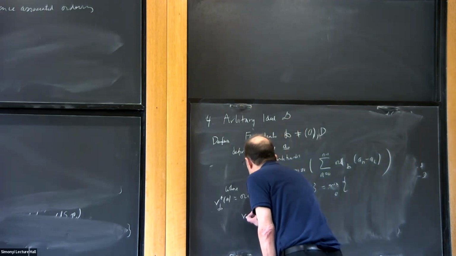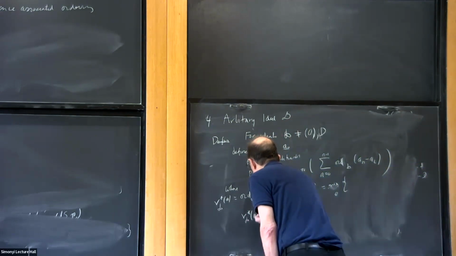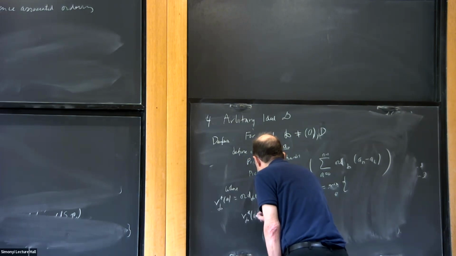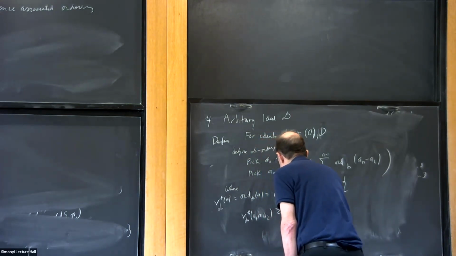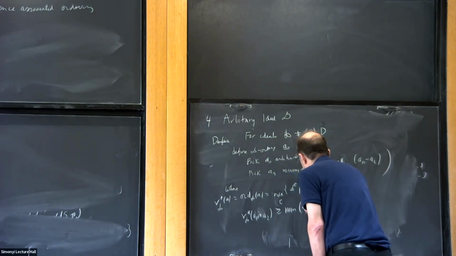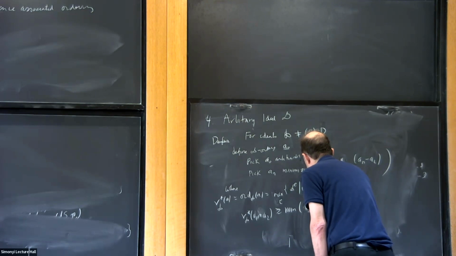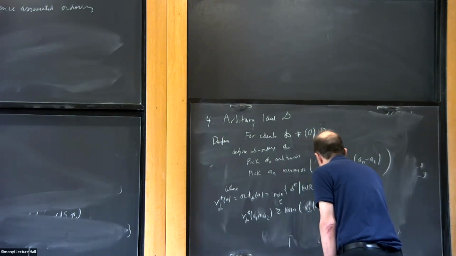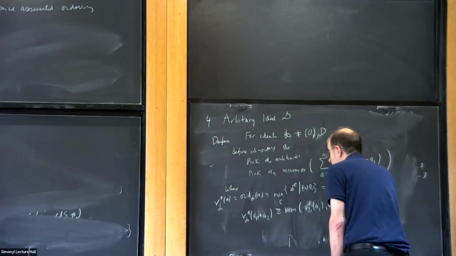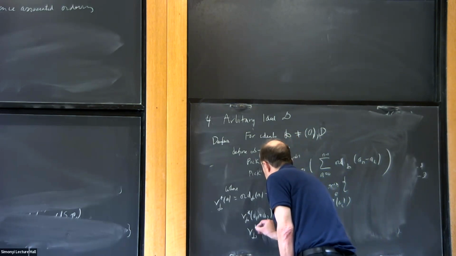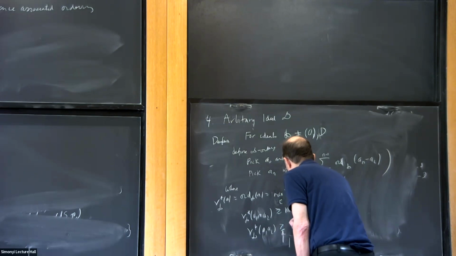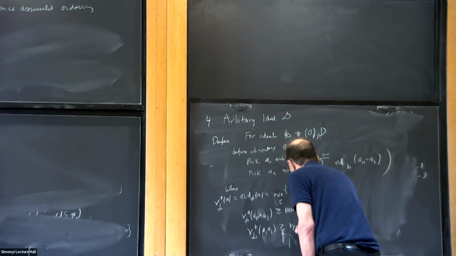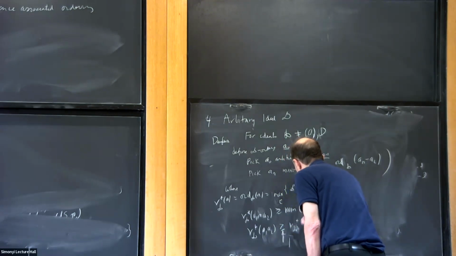Okay. Anyway, VP star is no longer a valuation. It satisfies VP star of A1 plus A2 is bigger than the min of VP star of A1, VP star of A2. But VP star of A1, A2 is greater than or equal to VP star of A1 plus VP star of A2.